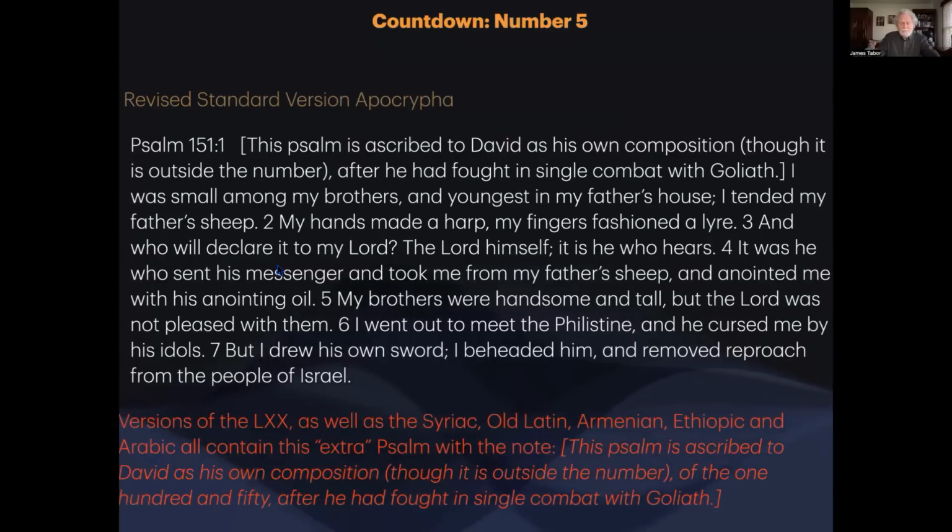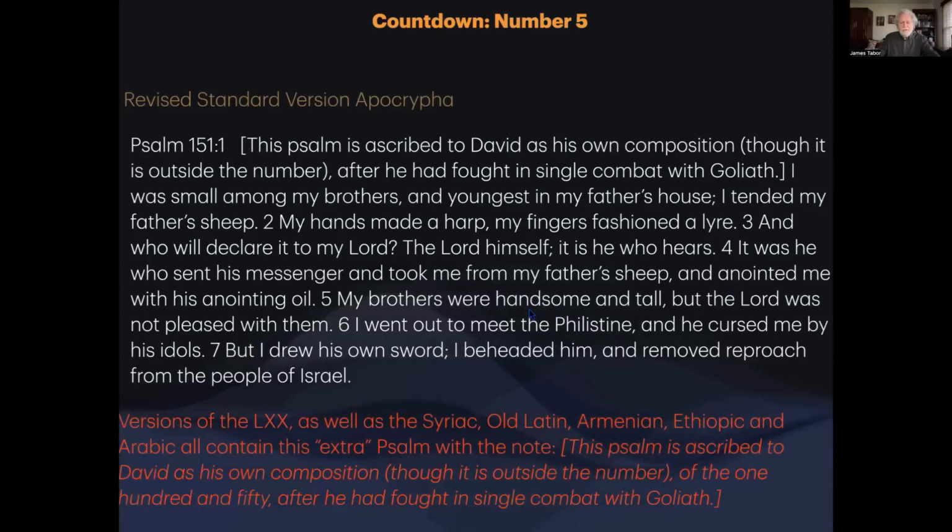It's an extra psalm. And it's ascribed to David. And he's talking about fighting with Goliath. He was small, youngest in his father's house. He tended his father's sheep. Talks about my hands made a harp, my fingers fashioned a lyre. It's kind of biographical. And then he says, "And who will declare it to my Lord? The Lord himself, he hears. It was he who sent his messenger and took me from my father's sheep and anointed me with anointing oil," remember, to make him king.